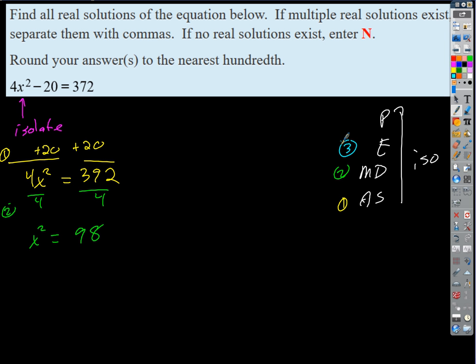So we've got to think what we did here. We undid the subtracting 20 by adding 20, right? Because those are inverse operations. We undid the multiplying by 4 by dividing by 4, because dividing and multiplying are inverse operations. But exponents doesn't have an inverse operation? What's the inverse of squaring something? Square rooting. Yeah, right?